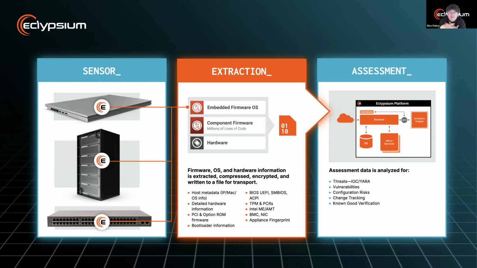Then we run it through our assessment engine, what we call Automata, where we're looking for things like threats, so indicators of compromise, testing for vulnerabilities, looking at configuration misconfigurations, or doing things like change monitoring, change tracking, and of course, known good verification. This device running Cisco IOS of a certain version should look a certain way. We know what that looks like. We help organizations to understand what that is.